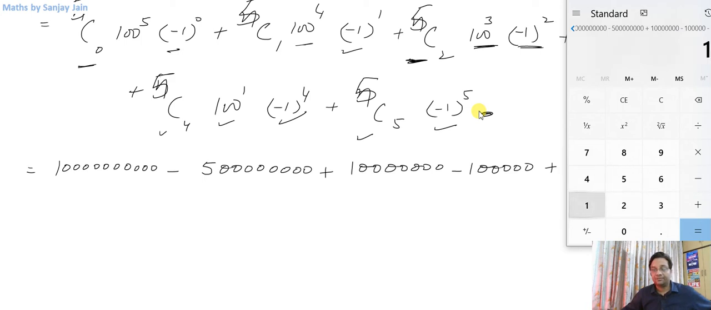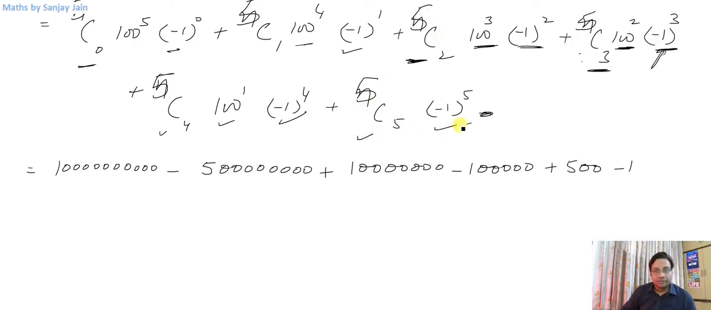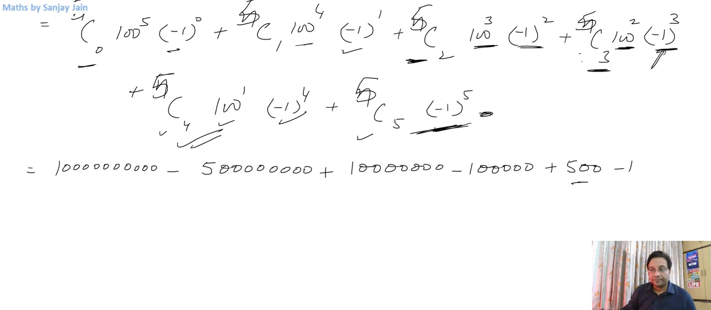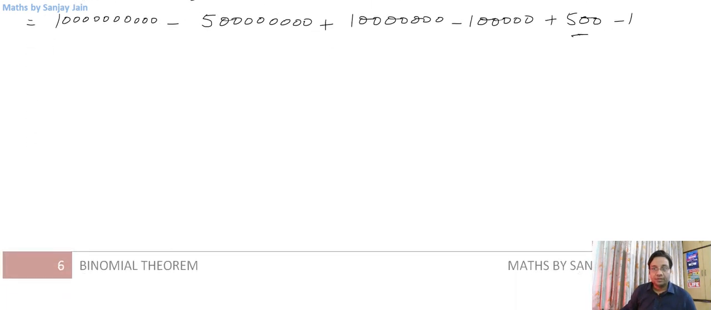Minus 1. I have subtracted this 1, but I have not added this. What I have not added? 500. So let's add 500, plus 500. This is your final answer. The answer that you see in the calculator is your final answer. Okay. Let us move to the next question.